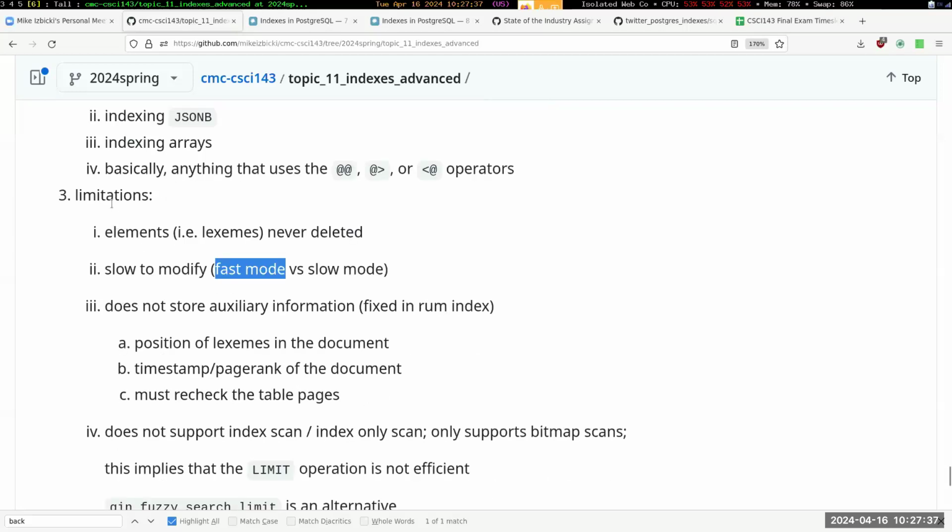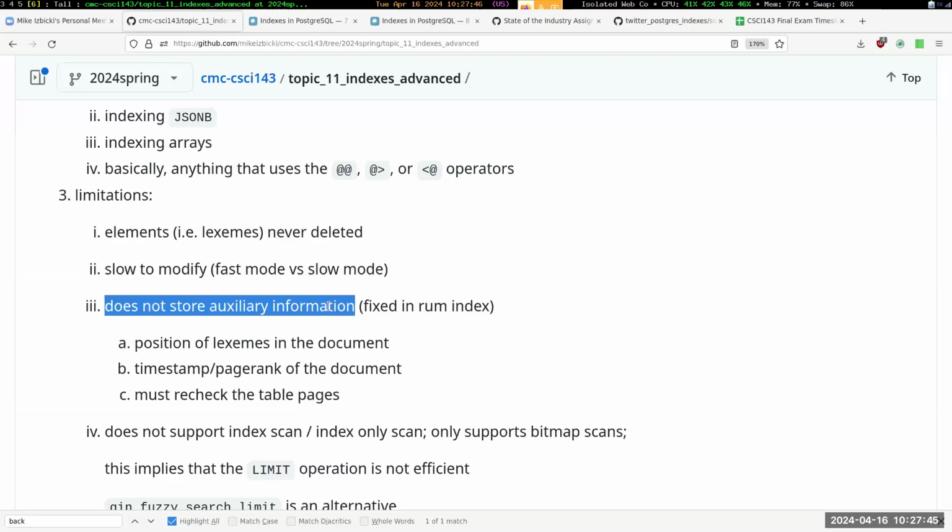And the main limitation, though, of the GIN index is that it does not store any sort of auxiliary information. So things like multi-column indexes, where we could have multiple pieces of information stored in one B-tree index, that can't happen inside of a GIN index. But the RUM index, which we'll talk about below in a second, fixes this ability to store this auxiliary information.